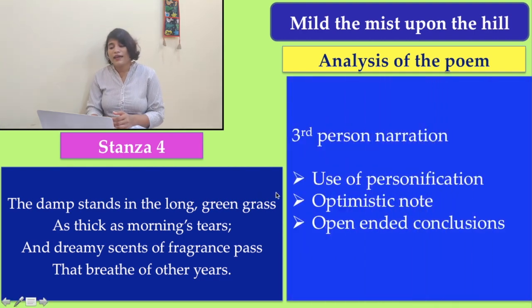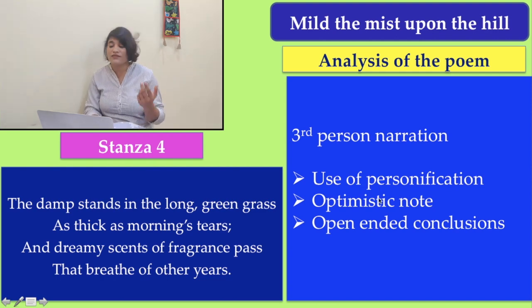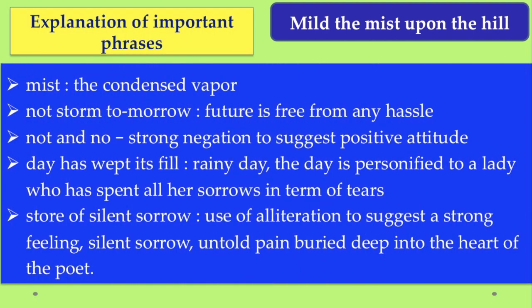Now, in the third stanza, we find the third person narration. That is, here the poet doesn't say I. Instead of that, like a third person narrator, she describes the whole stanza, and she used personification, the optimistic tone, and the open-ended ending. Now, let's see some important explanation for some phrases.